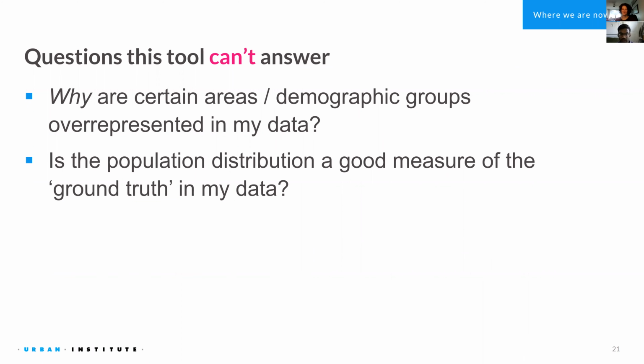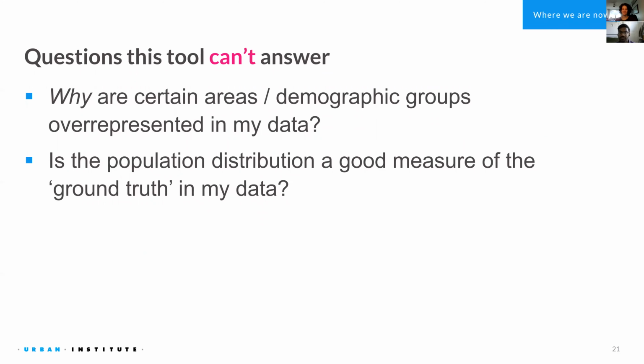But the kind of questions our tool can't answer are specifically why are certain areas or demographic groups overrepresented in my data? In this case, you have to do a lot more digging into the data to uncover that a lot of public Wi-Fi hotspots tend to be located where public government buildings are, and a lot of public government buildings are located in the particular neighborhoods that we saw. Again, this tool can't directly answer that, but it should get you started and get you asking the right questions.